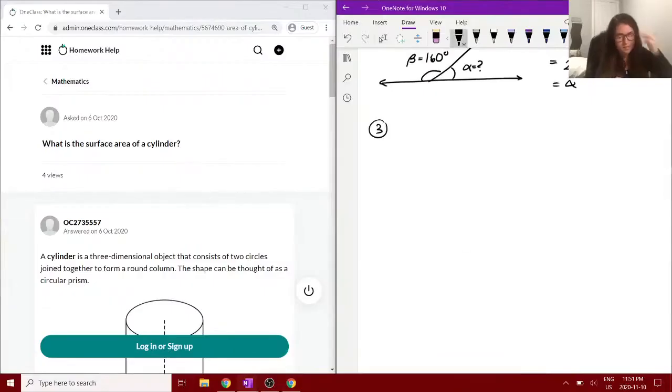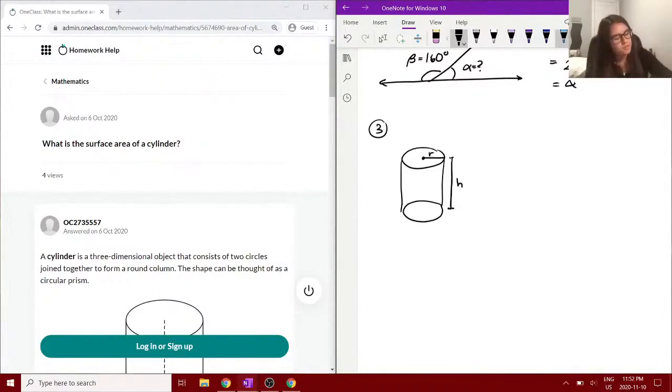Question 3 is asking what the surface area of a cylinder is. Okay, so we have a cylinder. It's like this, a shape that has a radius of r and a height of h. A cylinder is kind of like a tube. It's circular, but it has a top and a bottom.